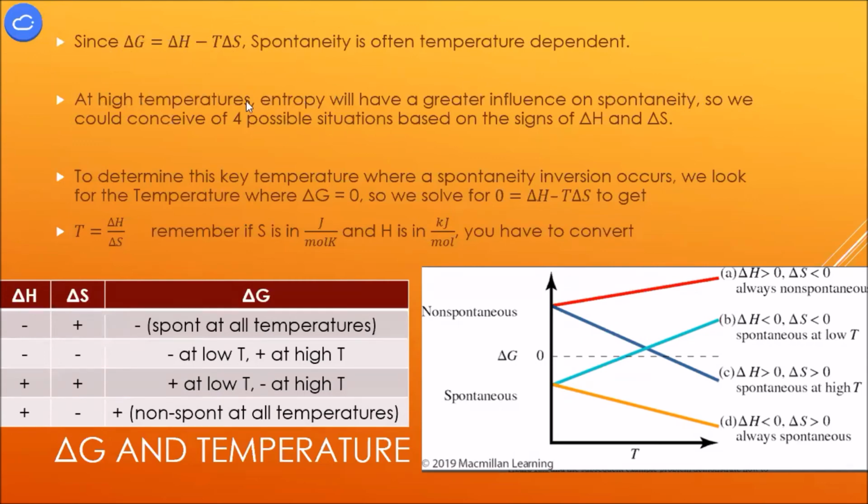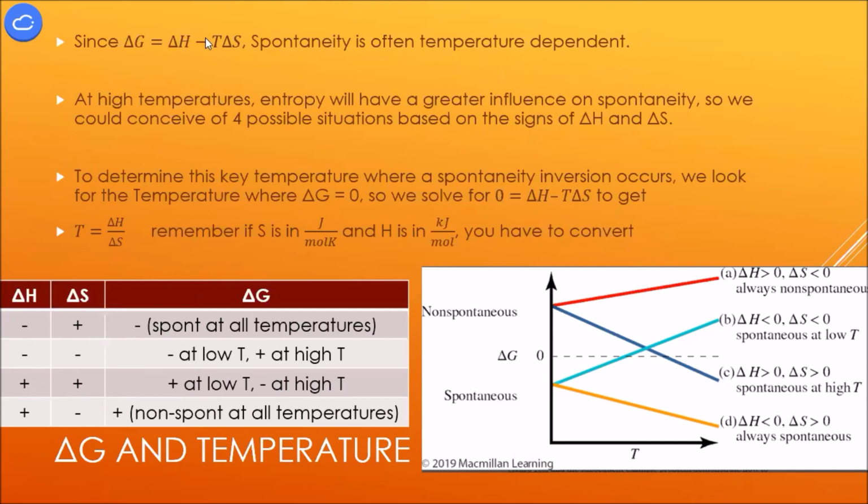So we can think of 4 possible situations based on the signs of these. Now you can memorize this, you can have a chart, or you can just use your brain and work your way through this. Remember that the reaction is spontaneous when delta G is negative. It's non-spontaneous when it's positive, and it's at equilibrium when it's 0. So with that in mind, if delta H is negative, it's going to try to make this delta G negative.